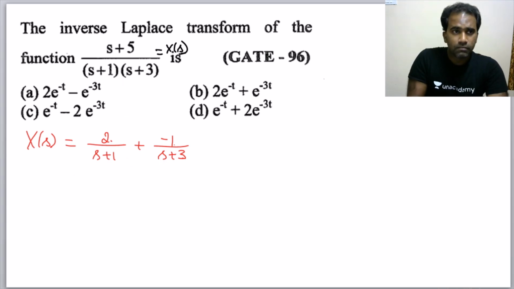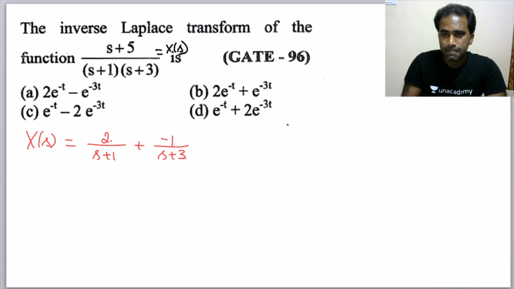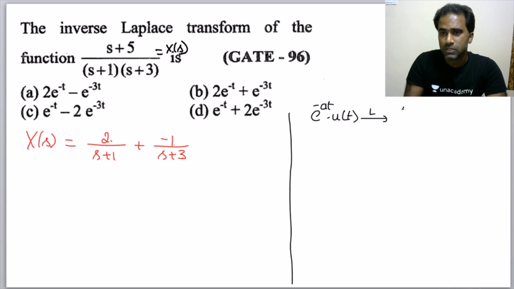Now, I'll talk about the answer in a general format. Right. So the Laplace transform of e power minus at into u of t signal is 1 divided by s plus a, where the ROC is real part of s greater than real part of minus a, because minus a is the pole here.